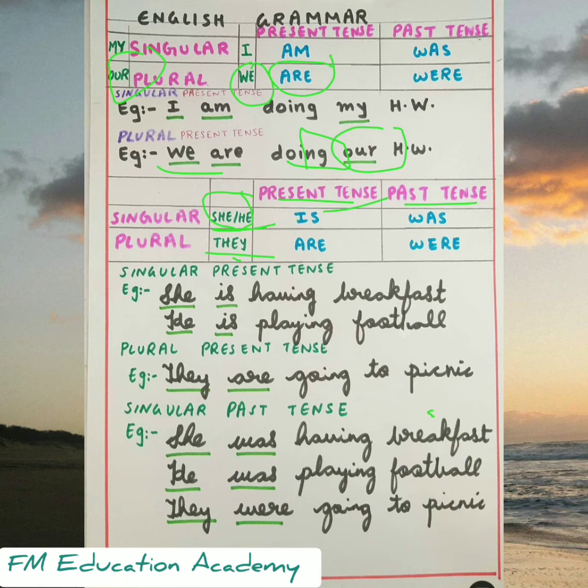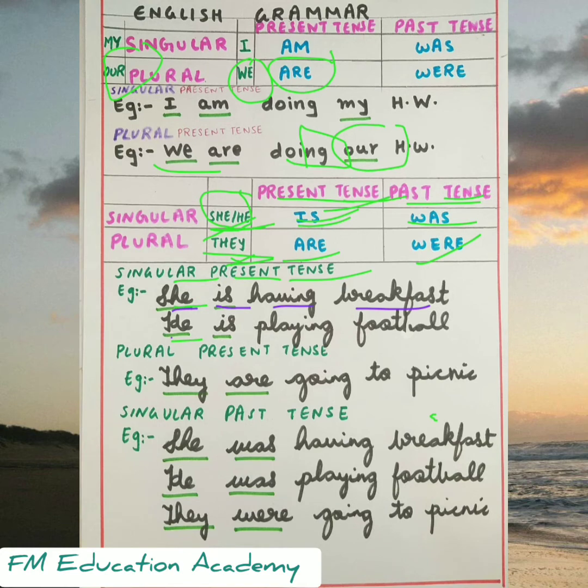She in present tense will be used with is, she is, he is, and in past tense, she or he will be used with was. Similarly, they in present tense will be used with are, and they in past tense will be used with were. So, let us see an example of singular present tense having she and he. She is having breakfast. So we cannot say she are having breakfast because it is present tense. He is playing football. Similarly, with he we have is.